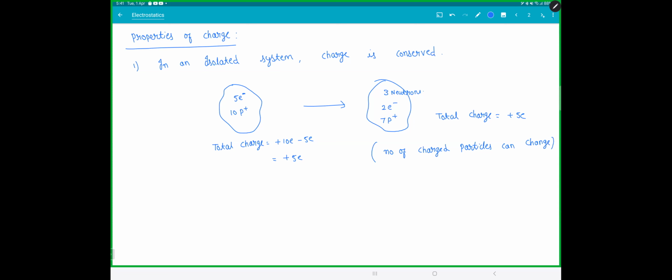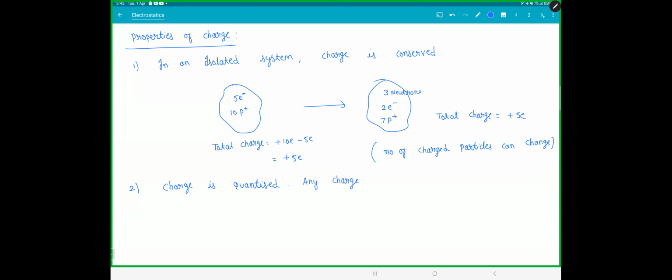Next thing. Charge is quantized. What is the meaning of this word quantized? Where did you hear this first? You heard it in chemistry, if you remember. In the model, the Bohr's theory, right? Angular momentum is quantized. So any charge transfer. So the meaning of quantization is this.